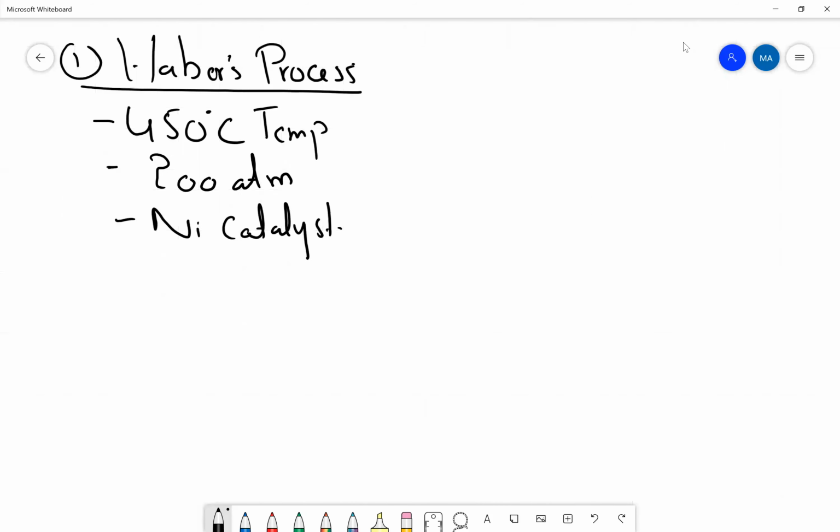So 450 temperature, 200 atmospheres pressure, and nickel catalyst for Haber's process. The second one is the contact process, also part of the physical chemistry.